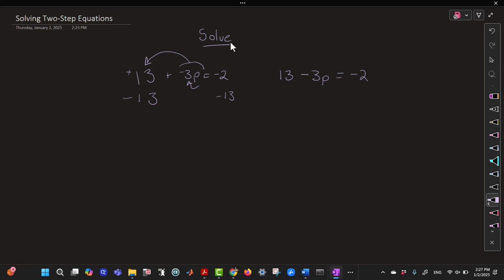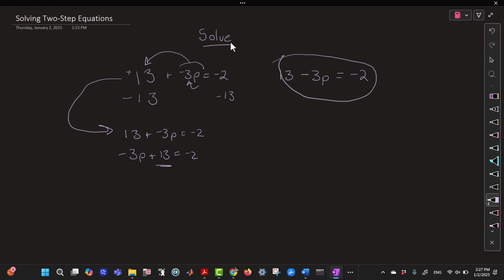By the way, the way this is written right here, 13 plus negative 3p equals negative 2, that's the same thing as negative 3p plus 13 equals negative 2. The 13 is being added to the negative 3p. And that's true if we're given the equation in this form, that still is the same as negative 3p plus 13 equals negative 2.